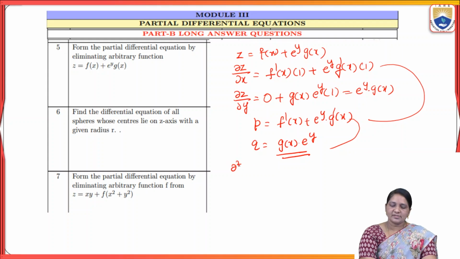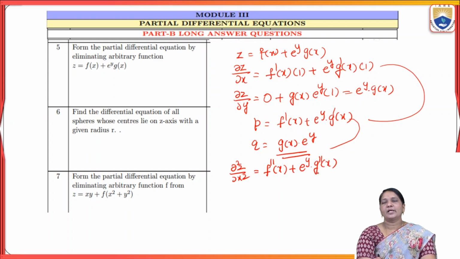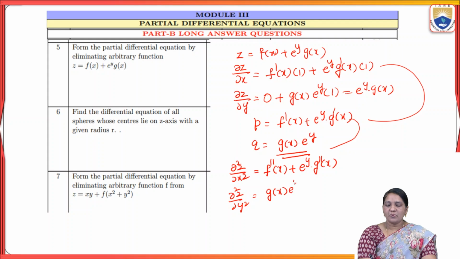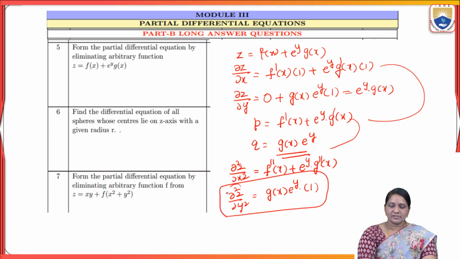So here ∂²z/∂x² is equal to f''(x) plus e^y into g''(x). For ∂²z/∂y², g(x) is the constant, and e^y into y derivative is 1. So in place of g(x) e^y we can replace ∂²z/∂y². When you replace that, finally we can get the PDE form here.